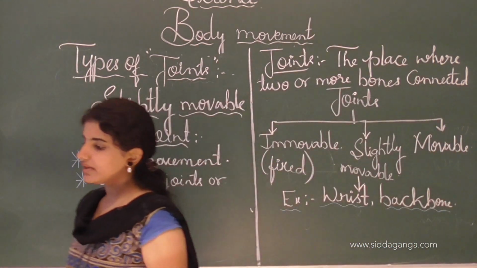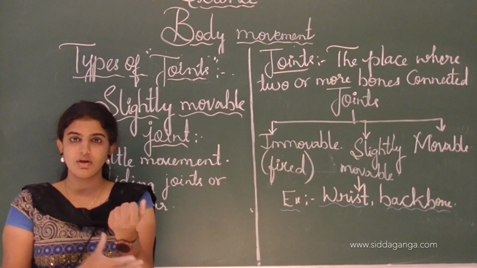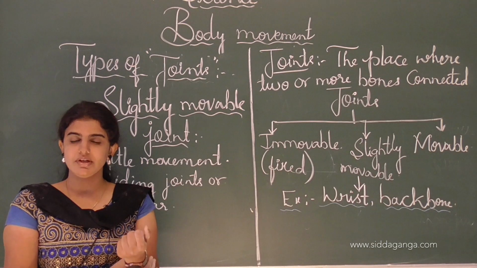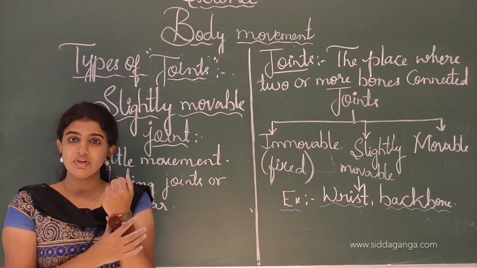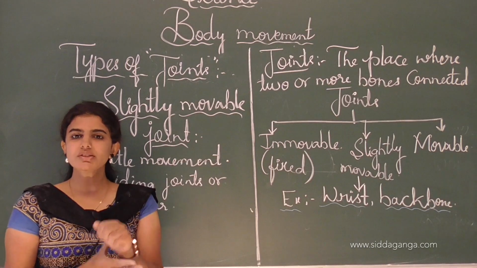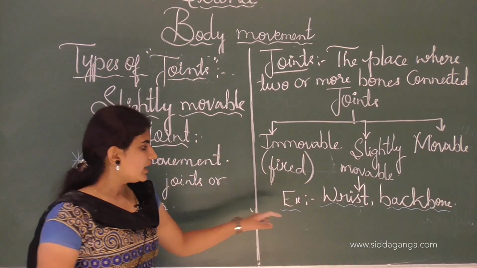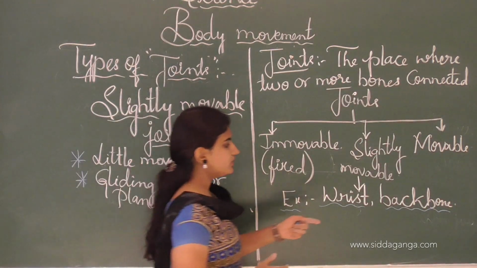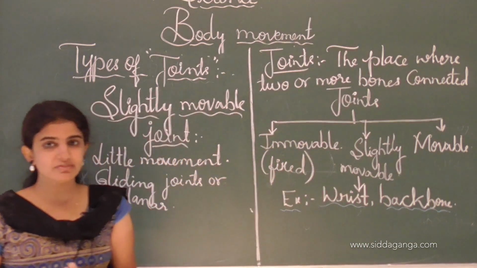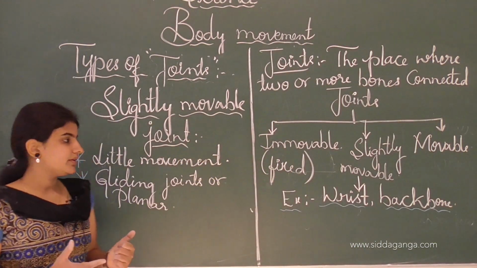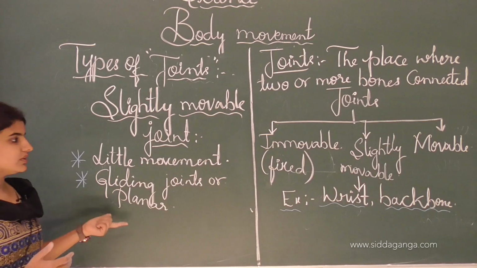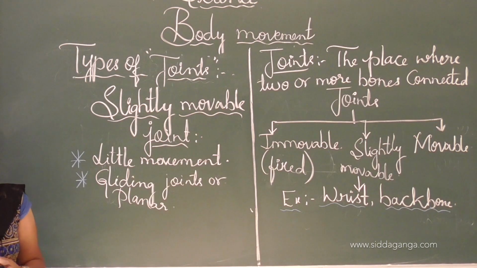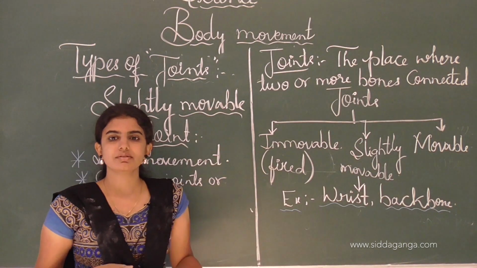Wrist is where the arm ends at a particular place, and we call it the wrist. A wrist watch is tied there. In the wrist joints slight movement takes place, and in the backbone also sometimes a little movement takes place. This is all about the immovable joints as well as the slightly movable joints. In the next class we will learn about the movable joints.